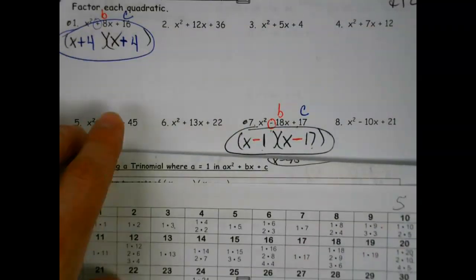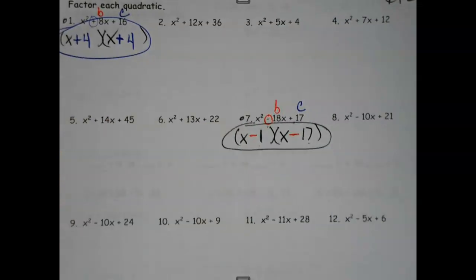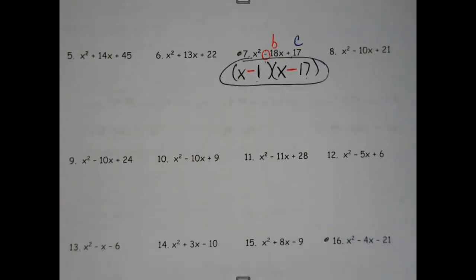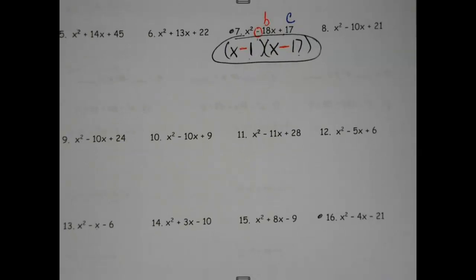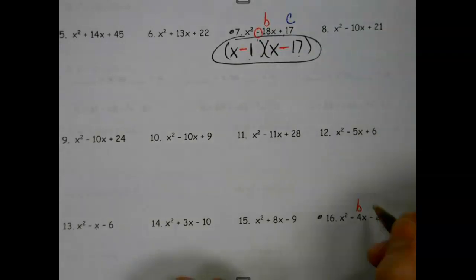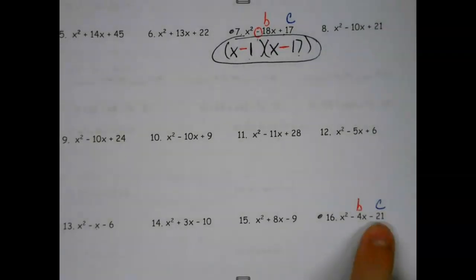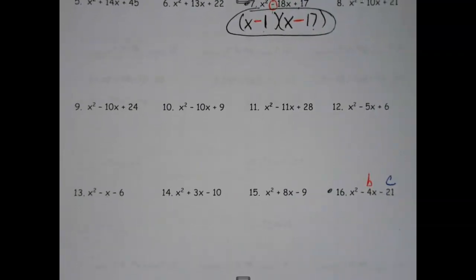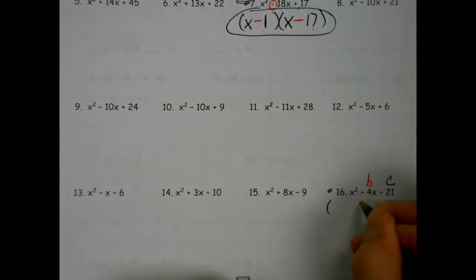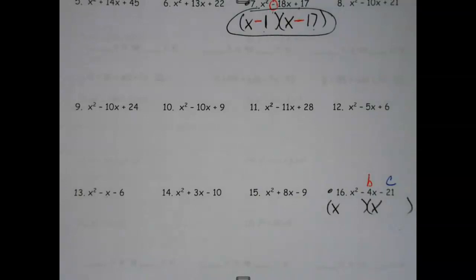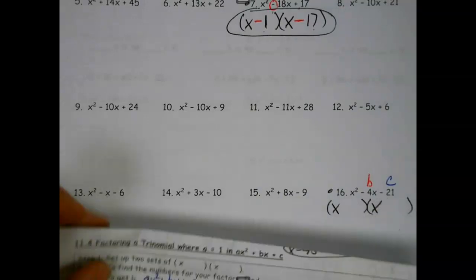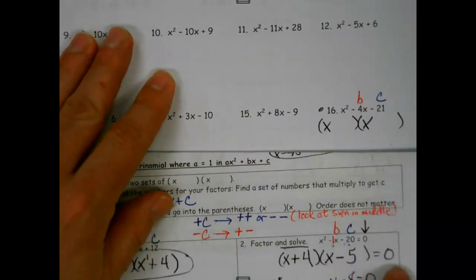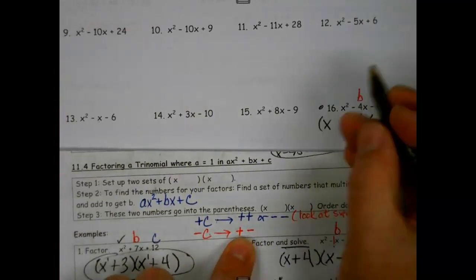But the other thing that can come up, let me come down a little further, is something like 21, 16. I meant 16. Now this time, my C value is negative. So if my C value is negative, we're going to have one of each sign.